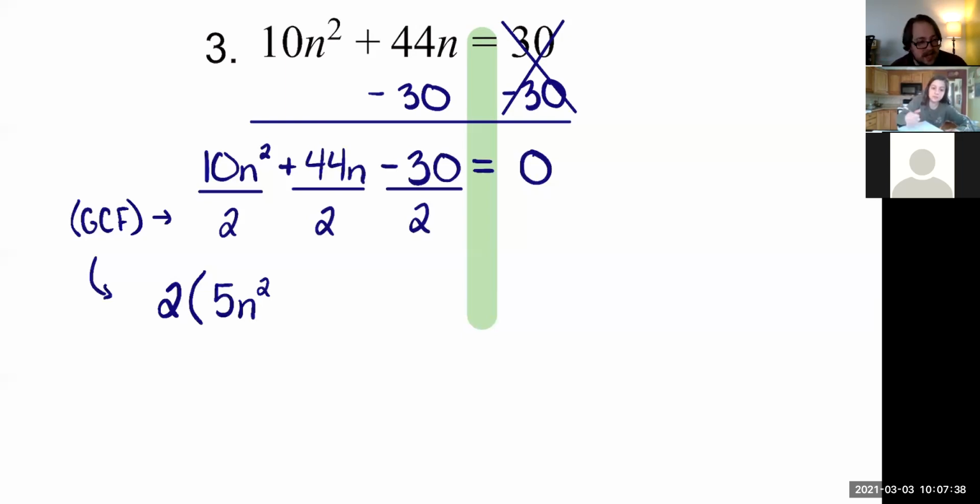So what about 44n divided by 2? 22. 22n. And negative 30 divided by 2? Oh, Marissa says negative 15.